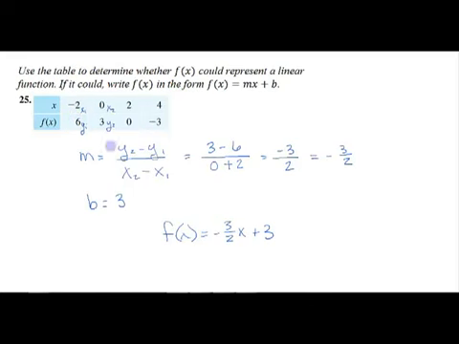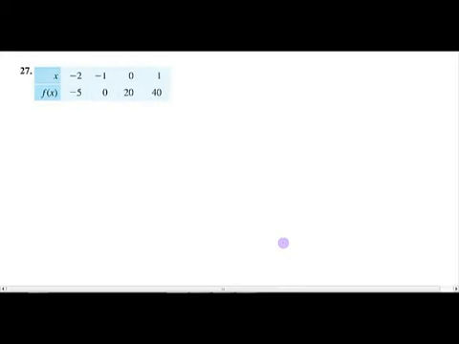If we put in a -2, then the 2's cancel. Negative times negative is a positive. 3 plus 3 is 6. If we put in a 0, this term goes away and we have 3. If we put in a 2, the 2's cancel and we have -3 plus 3, which is 0. And if we put in a 4, 2 goes into 4 2 times. -3 times 2 is -6, plus 3 is -3. So the formula that we have found checks.